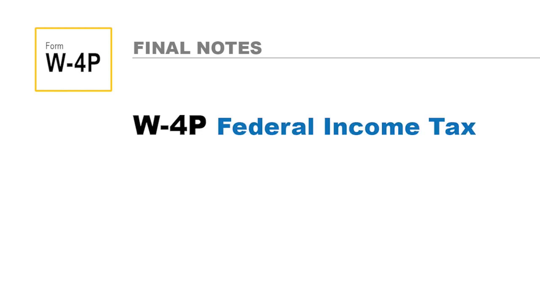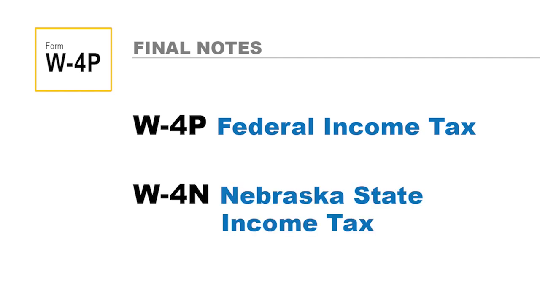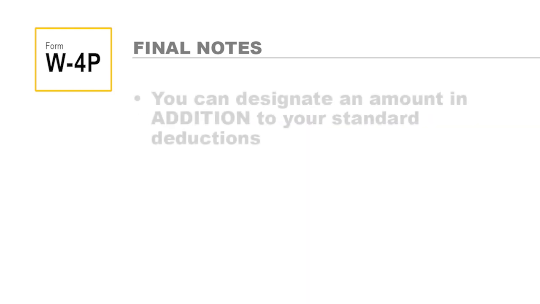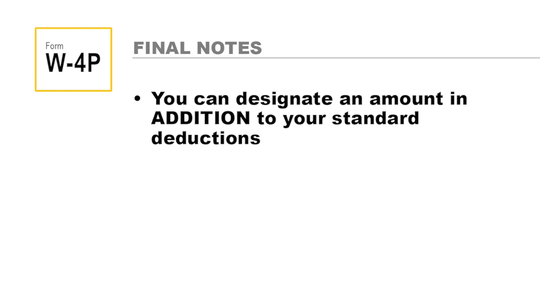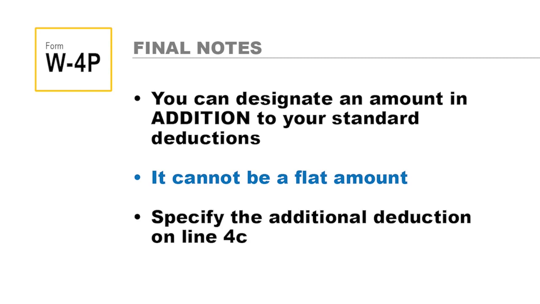W-4P is for federal income tax purposes. State taxation is determined using a W-4N, which will be discussed later in the video. You can designate an amount in addition to your standard deductions by specifying that on line 4C. However, you cannot designate a total flat amount to be deducted. The additional amount specified will be withheld from each payment.